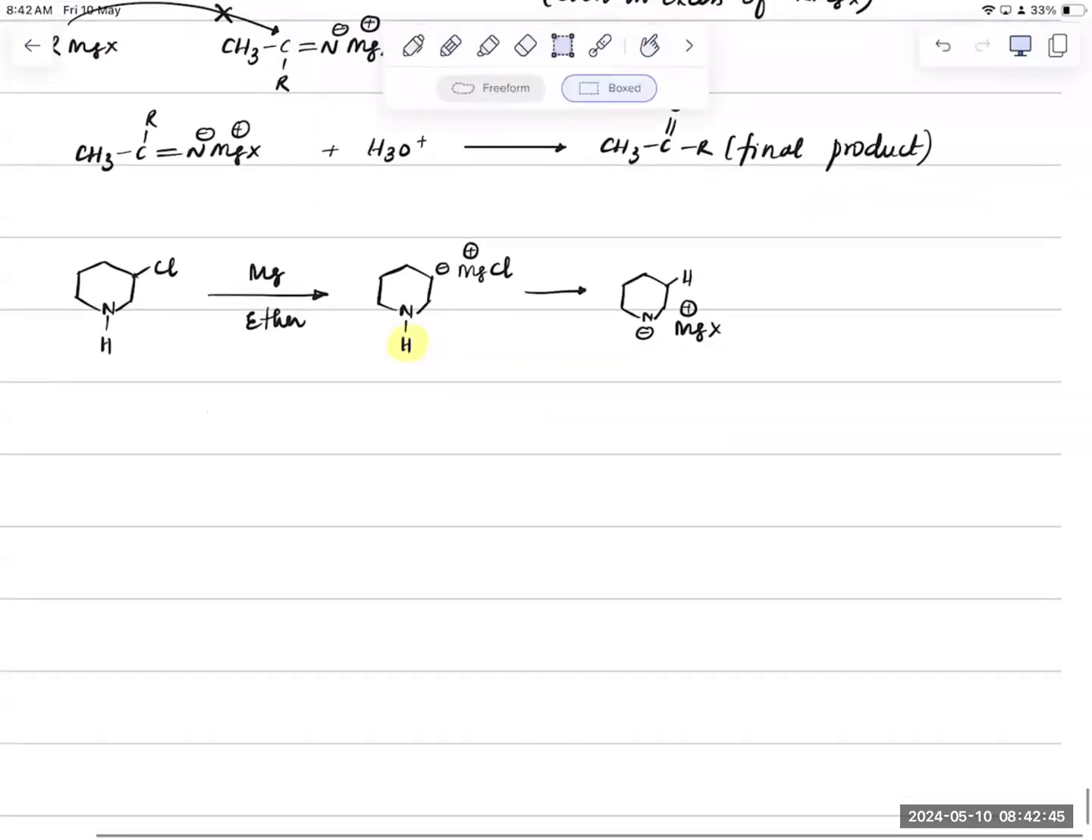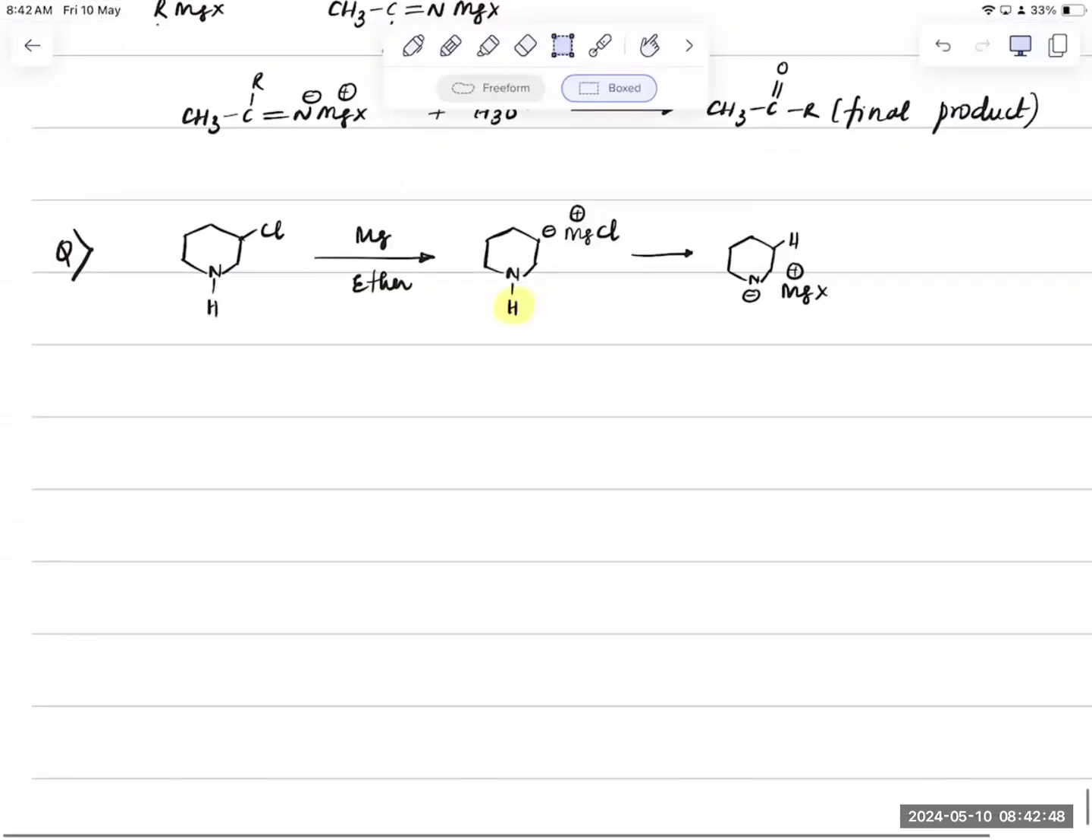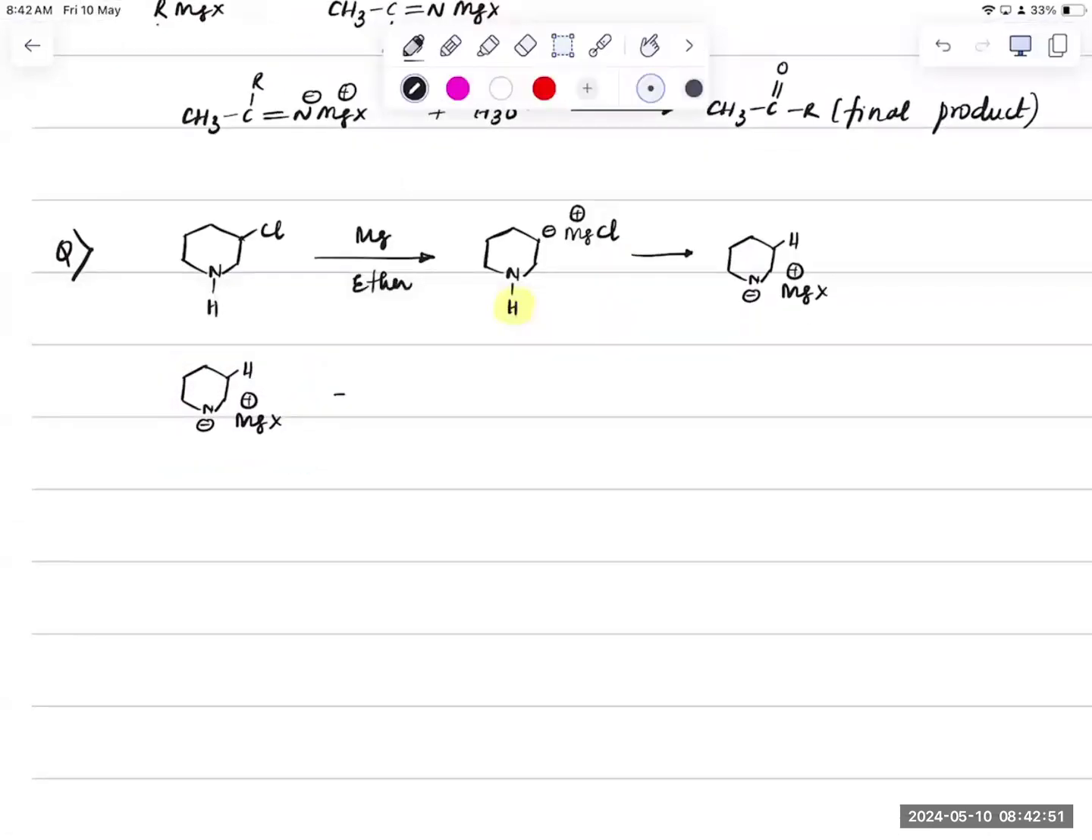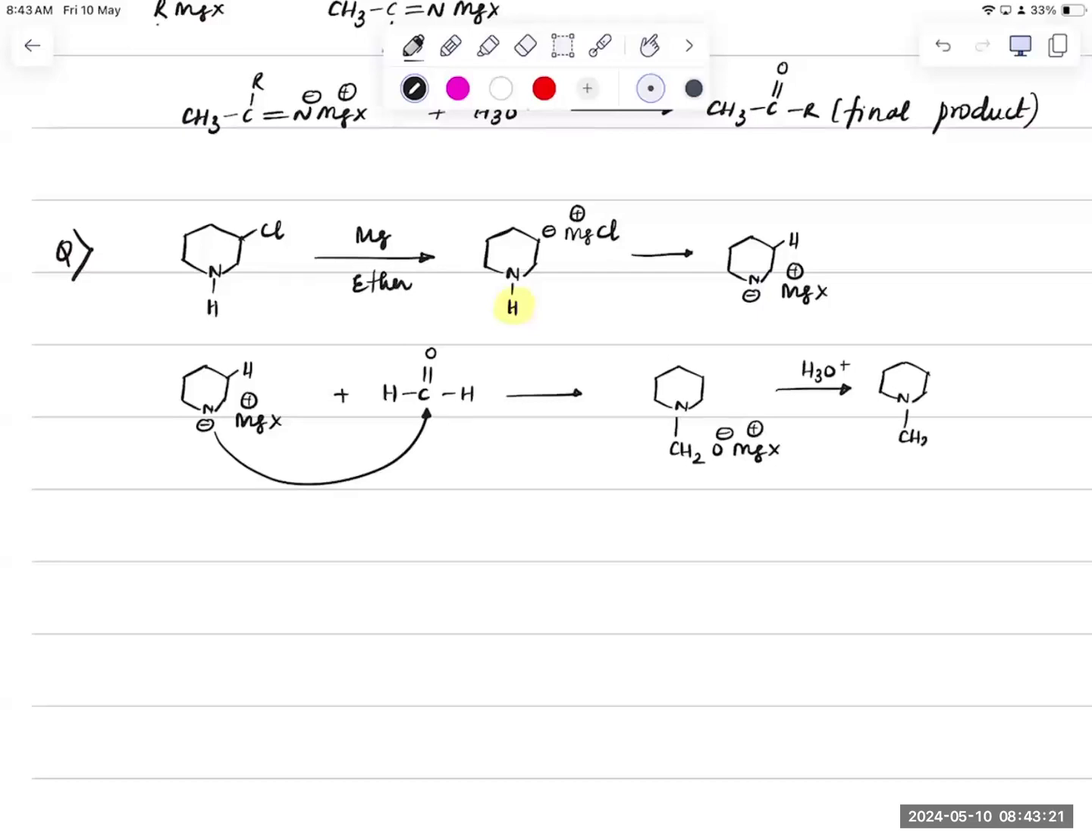But now if you notice, if you are trying to react this with an aldehyde, let's say, then the attack will be from the nitrogen end, okay, not from the carbon end. So we will get a compound like this, where we have N connected to CH2O minus MgX plus, which on hydrolysis you will get as N with CH2OH. So this is the final product you will have. I guess this part is clear, everyone.